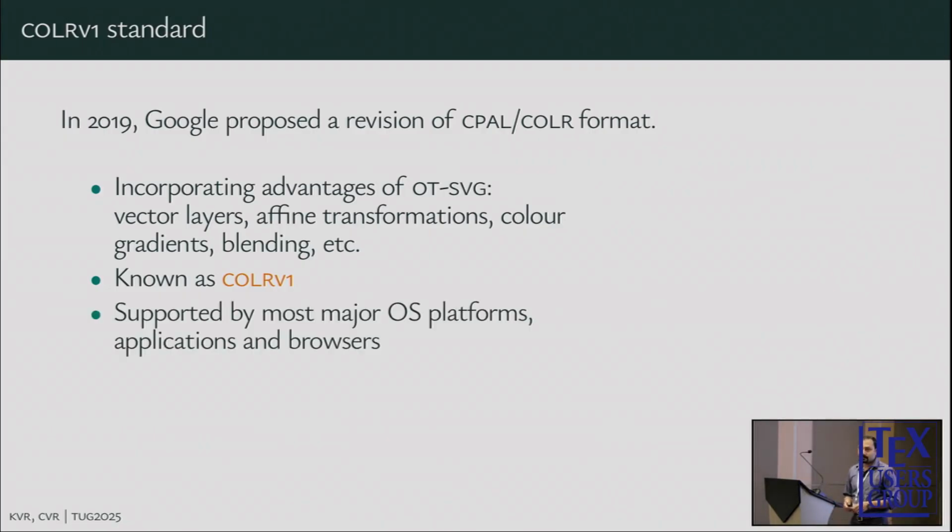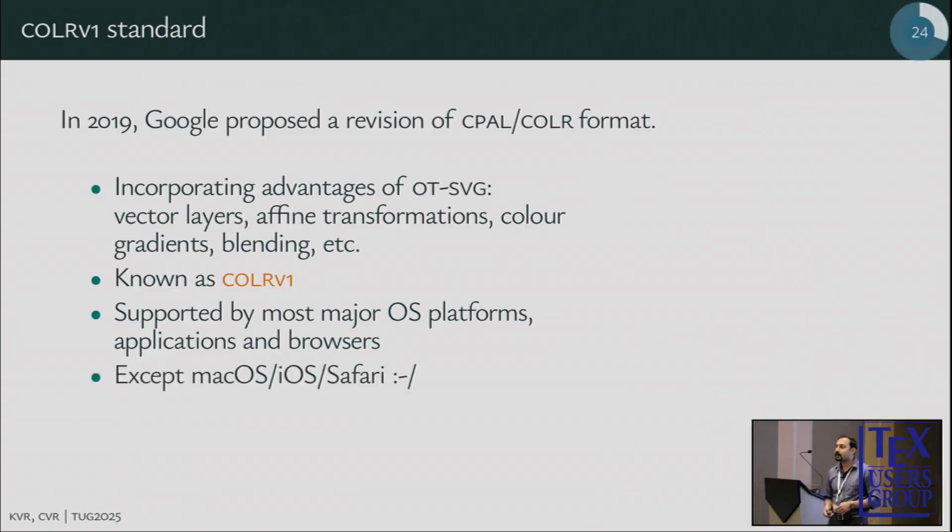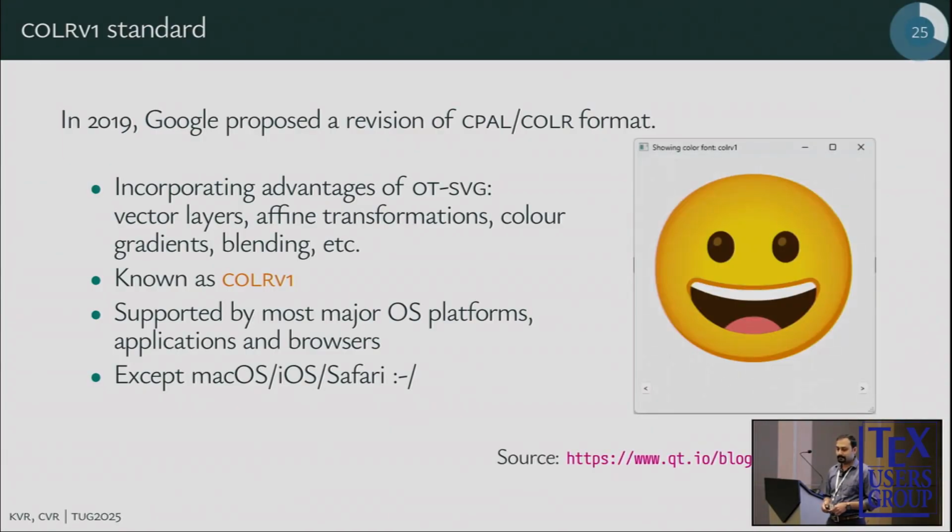Fortunately, it caught on, and it's supported by most major operating systems, desktop applications, especially web browsers, with one notable exception, which you can imagine, is Safari and Mac. So as of this writing, I think version 26 in beta still doesn't support COLRv1. And that's the outcome. So you can see it has nice shade, depth. So it looks like a painting made by Rubens in comparison.